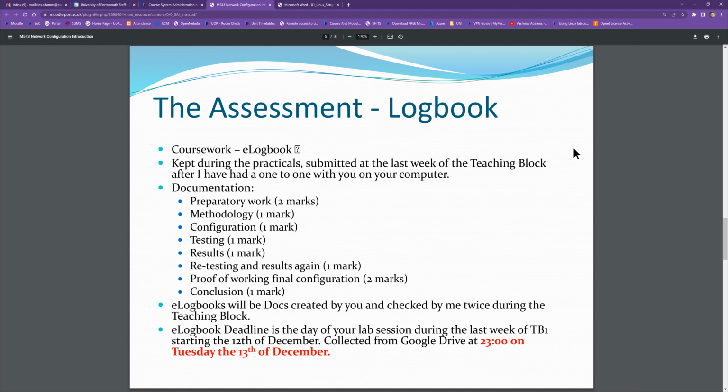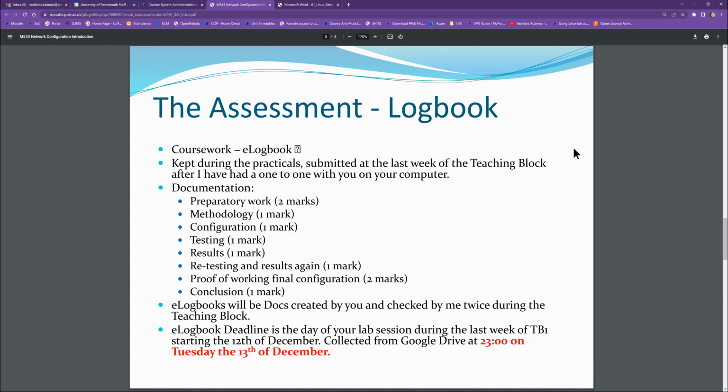You need to have the methodology in place. The methodology is basically given to you in the lab sheets. So if you just follow the methodology in the lab sheets, you're fine. There's configuration. So all of the configuration changes that you made on the system and any configuration files that you created and any changes that you made in those files need to go here as well. There's testing results and retesting results again, because we don't expect you to get it working right the first time, of course. So we can see the process that you followed in order to get it to work.